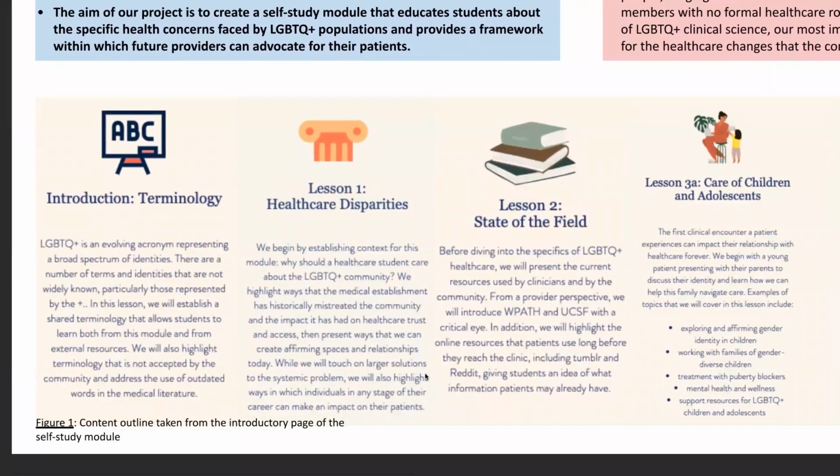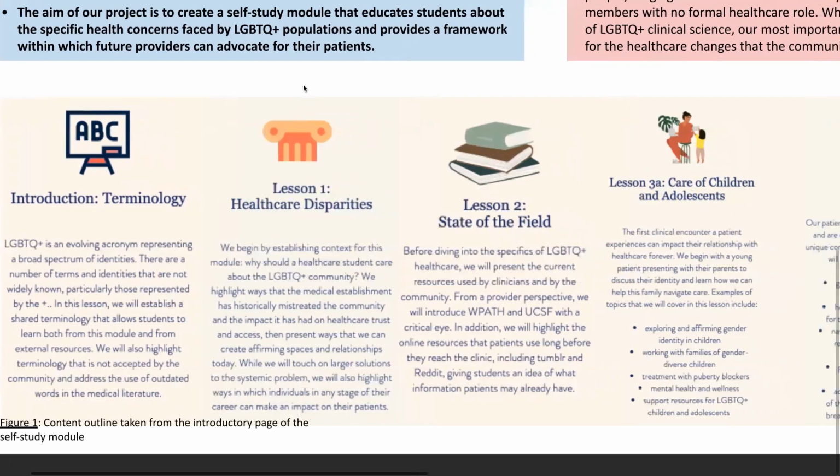Down here, this is a content outline, non-comprehensive, of what is covered in each of our lessons. This is taken from the introductory page of our self-study module. So we have an intro terminology chapter. This came about from talking to students who do not identify as gay or trans, or queer or trans, who felt that there were certain topics and concepts that they didn't really understand and had no background in. So we decided to start with this to create a shared terminology for everybody.